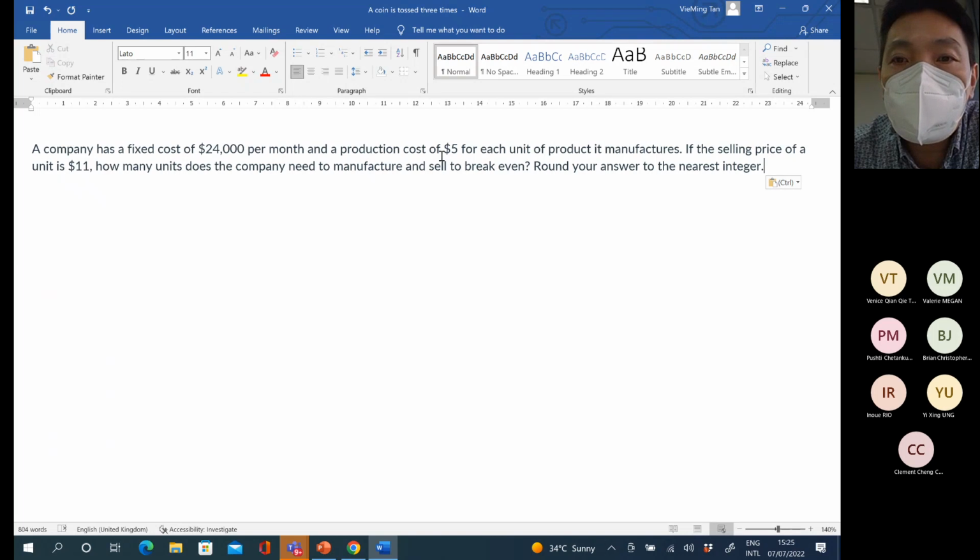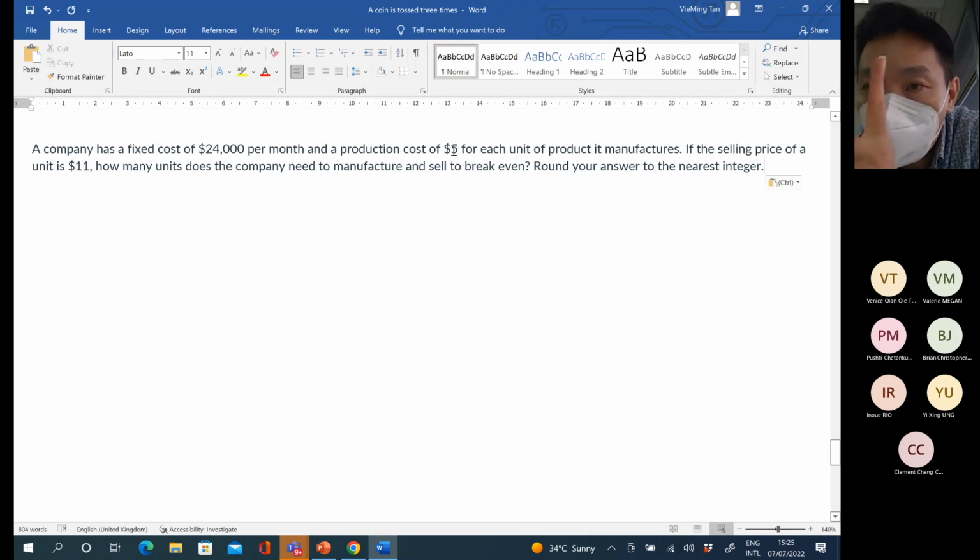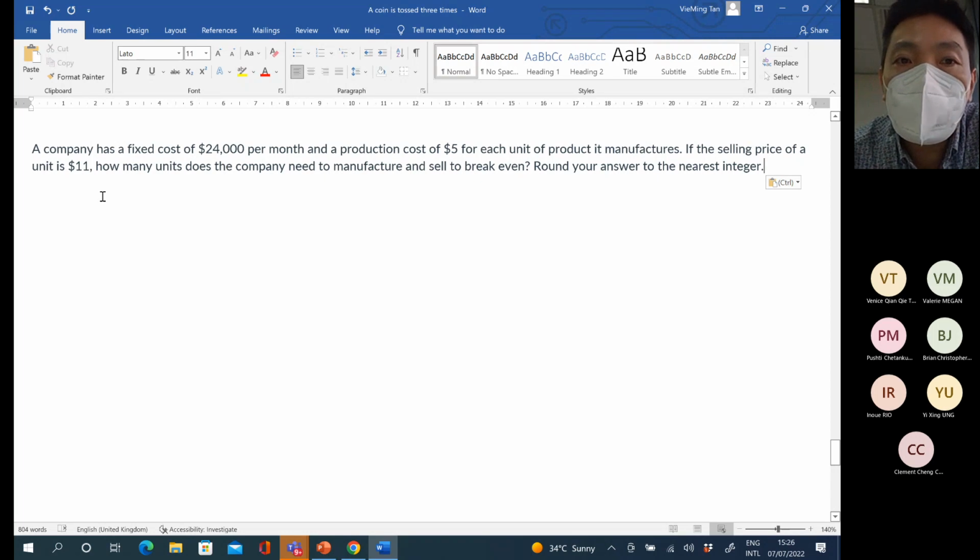So what is the meaning? That means this is the variable cost per unit. Okay, for producing 1 unit of product, the variable cost is equal to $5 for 1 unit. If the selling price of a unit is $11, that means this is the selling price for 1 unit. Okay. So how many units does the company need to manufacture and sell to break even?